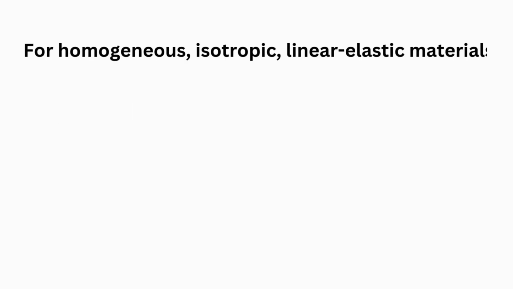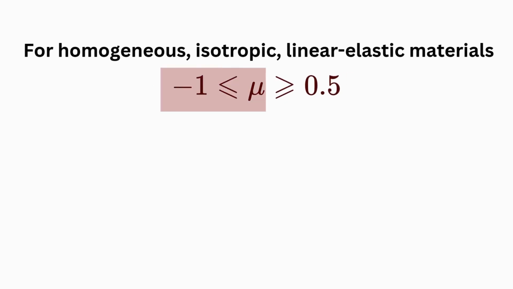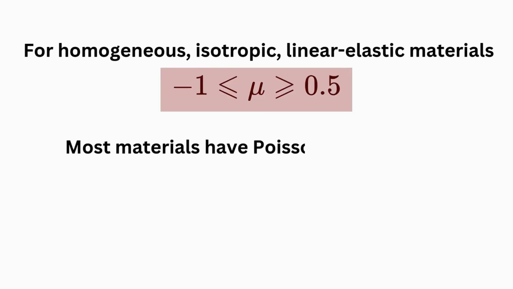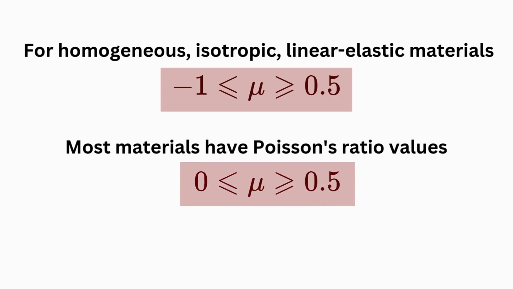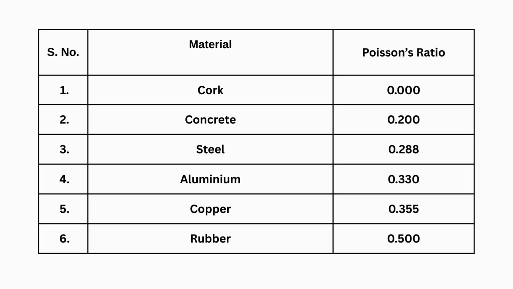For homogeneous isotropic, linear elastic materials, Poisson's ratio can theoretically range from -1 to 0.5. Most materials have Poisson's ratio values between 0 and 0.5. For cork, Poisson ratio is 0 and for rubber it is 0.5. In this table, we can observe that Poisson ratio is greater for ductile metals than for brittle metals.